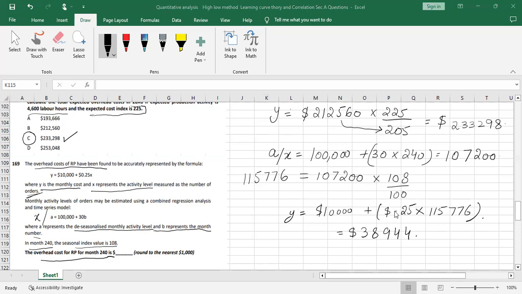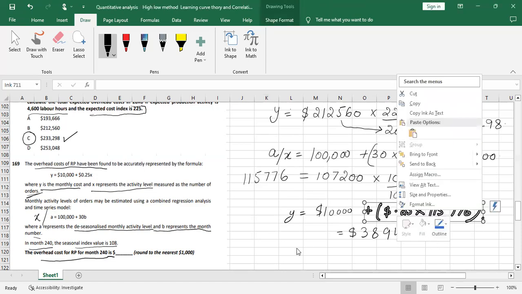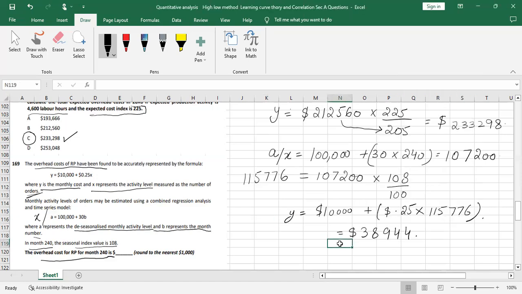Solve this value carefully. First of all, solve this bracket and then add 10,000. Done, everyone? Do you have the same answer? Okay. Any question?